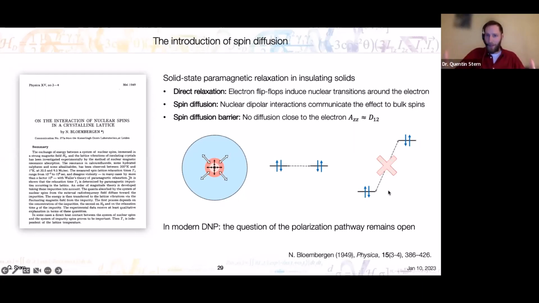So what we call the spin diffusion barrier is this radius where spin diffusion is quenched, and we don't really know: does the electron polarize nuclei that are far away and this transmits to the bulk, or is spin diffusion efficient nearer, and then the very strong hyperfine interaction can be used to do DNP and then this diffuses spontaneously. There are no general ways to measure this.